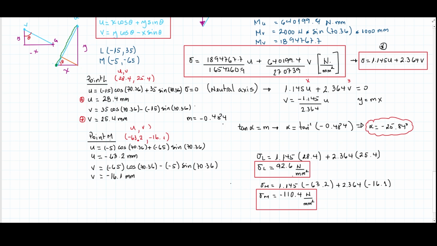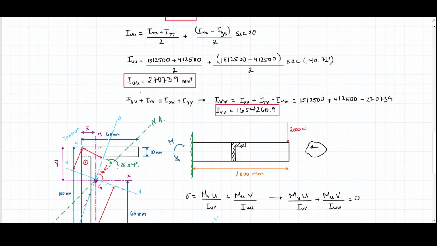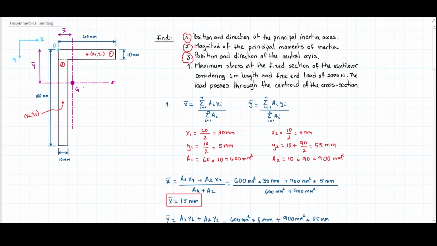Then after having these points, I took the stress equation and substituted both points into it, and it gave me that, well, we're going to have at L 92 newtons per square millimeter, and this is in tension. And then at point M, as we suspected, it's going to be minus 110 newtons per square millimeter, and this is in compression because of the sign here. Perfect. And now this completes all the 4 questions presented in this example. I can mark it here.